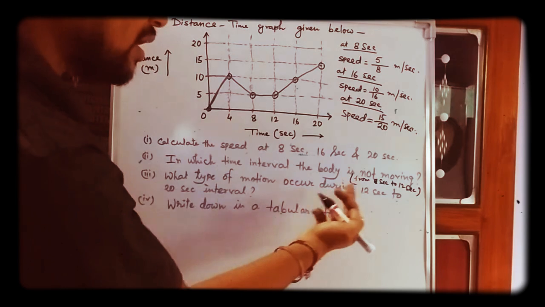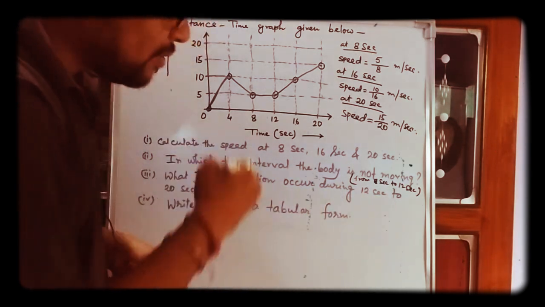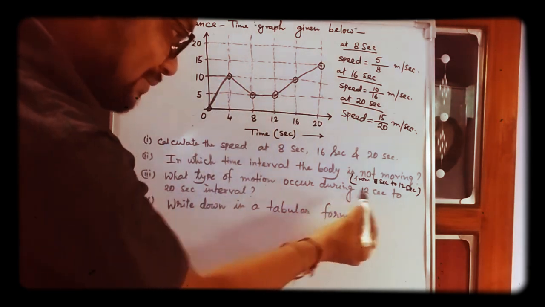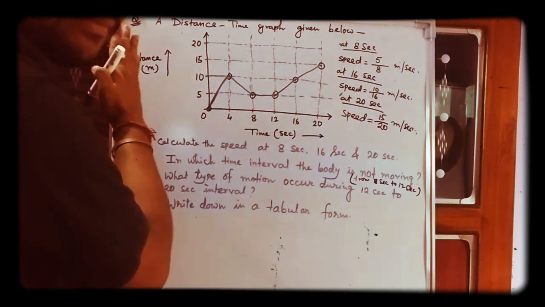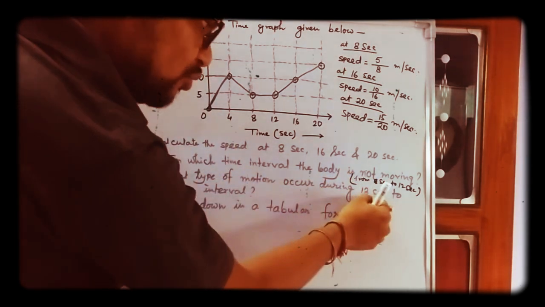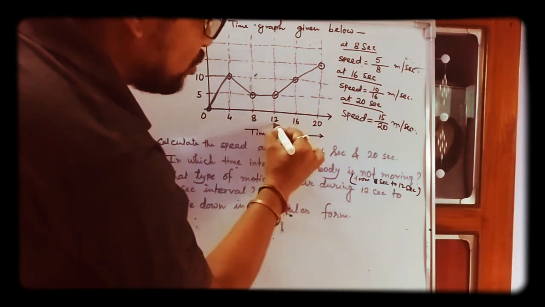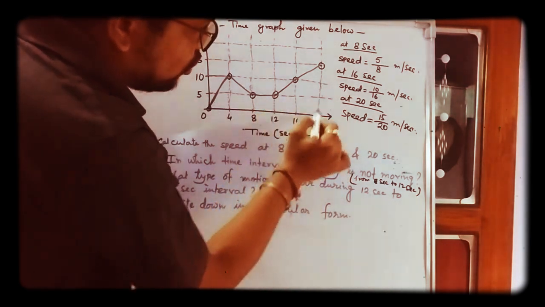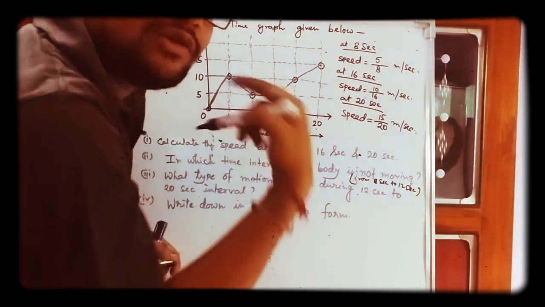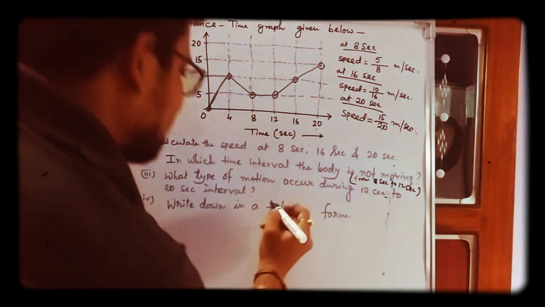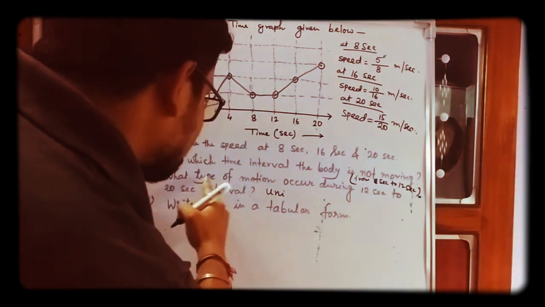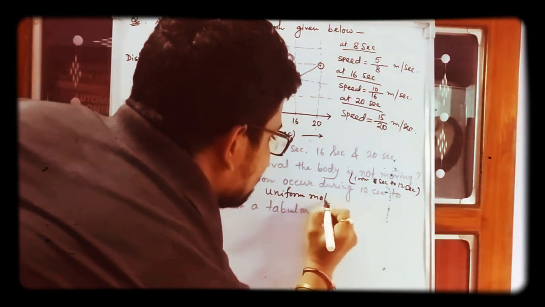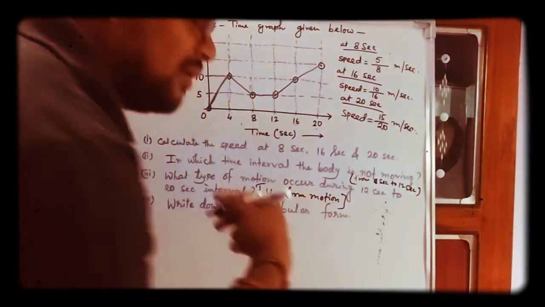What type of motion occurs during the 12 second to 20 second interval? From 12 seconds to 20 seconds means this is 12 and this is 20. Please remember, whenever a time is mentioned here, don't consider the other times. Only consider the mentioned time. Here 12 seconds and 20 seconds. So what type of motion occurs? Can you see from the graph? From 12 to 20, it is a straight line, and as I told you, a straight line means uniform motion. So the answer will be uniform motion. So that means from the given graph you can solve any kind of problem, right?